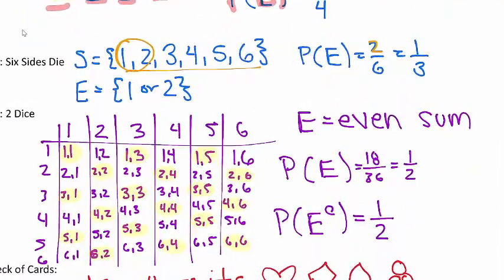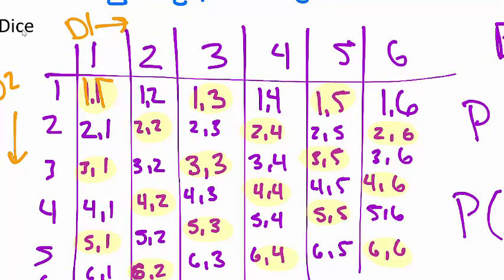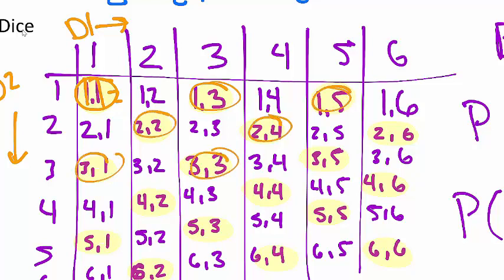These would be getting 2 dice. So this is die number 1, die number 2. So you rolled a 1 and a 1. And then I ask a question: my event is the probability of getting an even sum, so adding them up. I'm going to highlight them. How many ways could I do that? 1 plus 1 is 2. 1 plus 2 is 3, that wouldn't work. 1 plus 3 is 4, that's even. These are all the even ones. If I added them up, they'd be even.